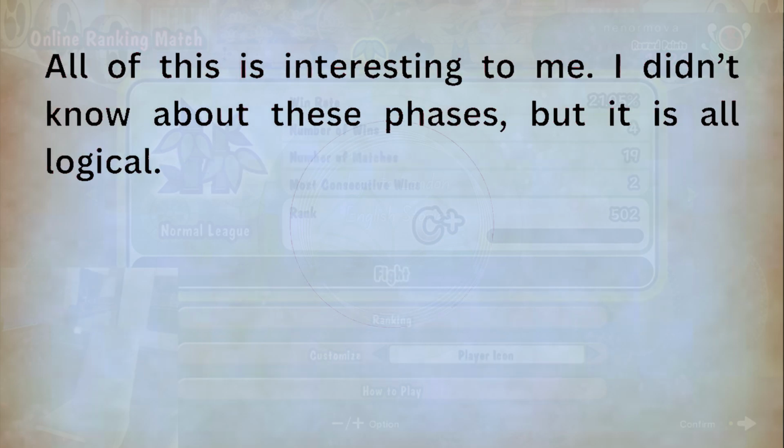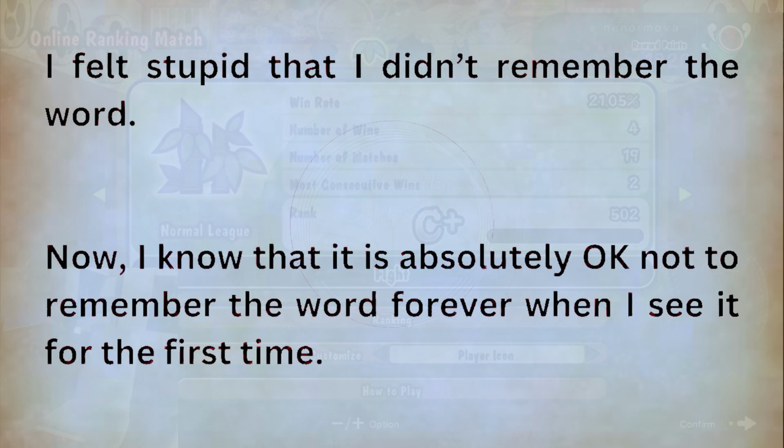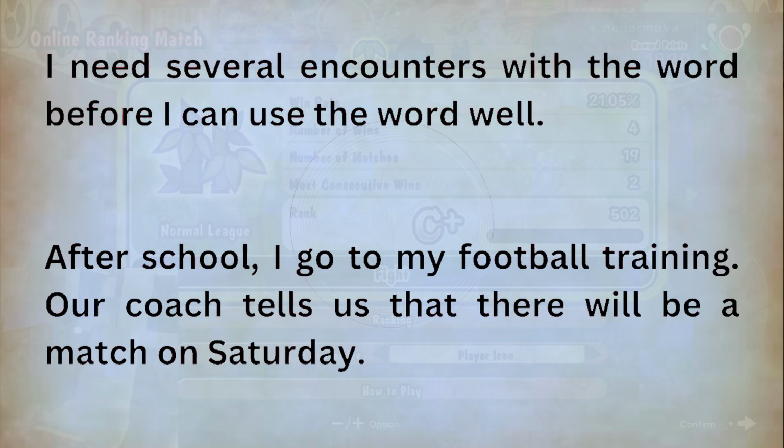All of this is interesting to me. I didn't know about these phases, but it is all logical. It also happened to me that I looked up a new word in the dictionary, but 2 minutes later I didn't know what the word was, and I had to look it up again. I felt stupid that I didn't remember the word. Now, I know that it is absolutely okay not to remember the word forever when I see it for the first time. I need several encounters with the word before I can use the word well.